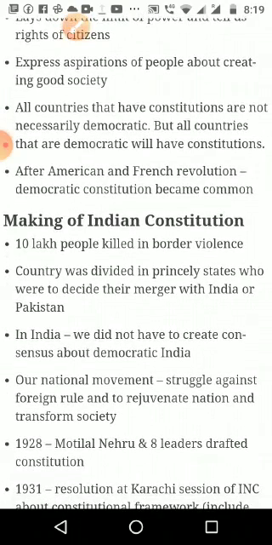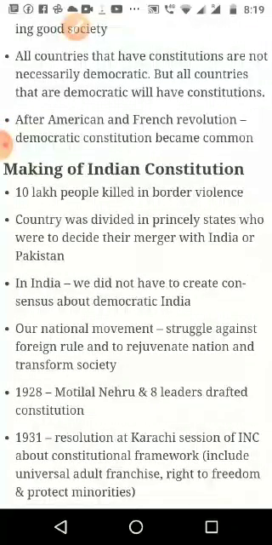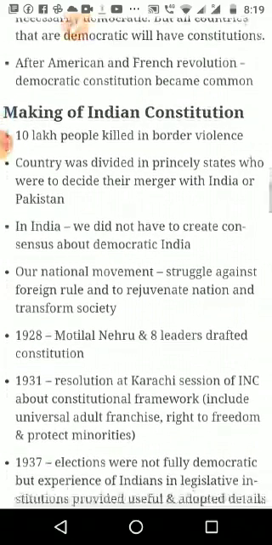All countries that have constitutions are not necessarily democratic, but all countries that are democratic will have a constitution. So read that sentence twice. All countries that have a constitution are not necessarily democratic. Other forms of government also have a constitution. But if a country follows democracy, it will have a constitution. After the American and French Revolutions, democratic constitutions became common.